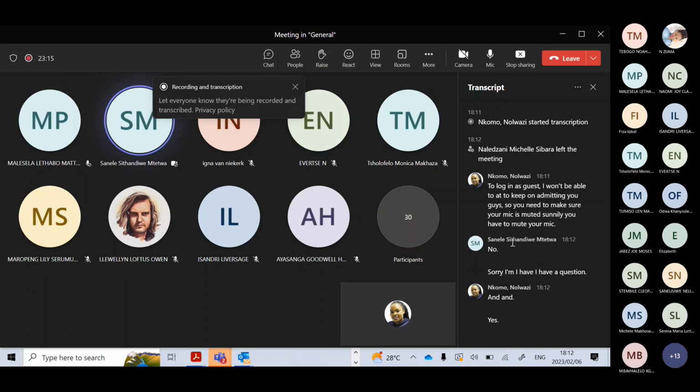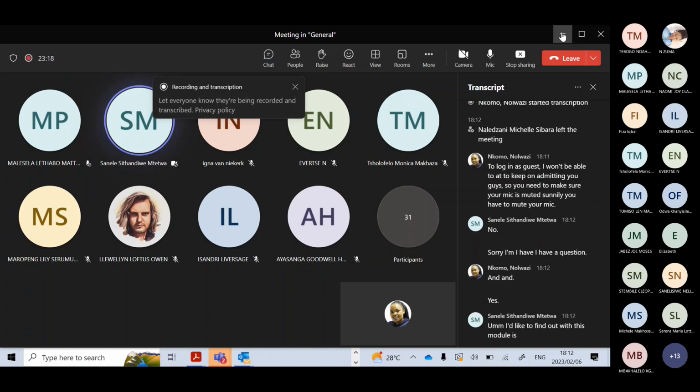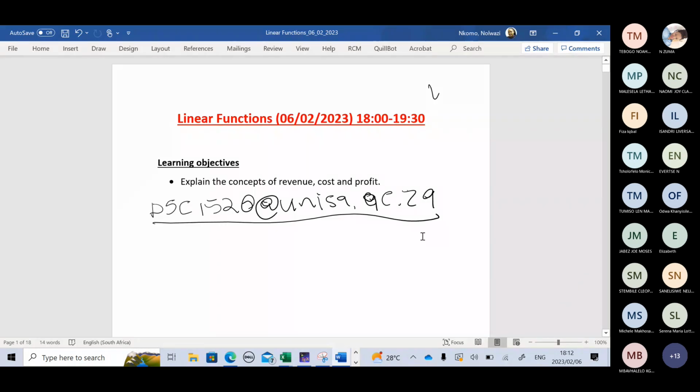Yes. I'd like to find out with this module, are we going to have the classes from now until the end of the semester, or also for second semester? This is a semester module. If you take it this semester, then you'll have to write the exam in May, June. Then there is one for second semester, but if you pass this one, there's no need for you to register for second semester. So for second semester, I will have classes for those students who will be registered for second semester. Okay, all right, thank you.